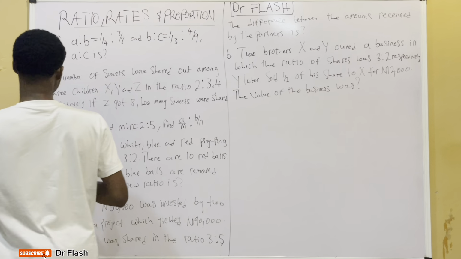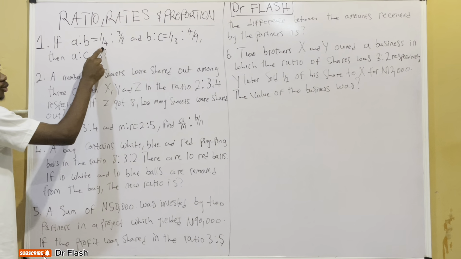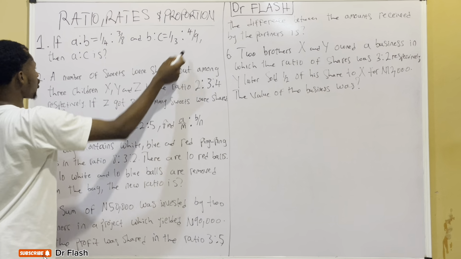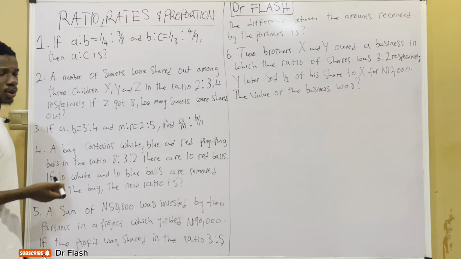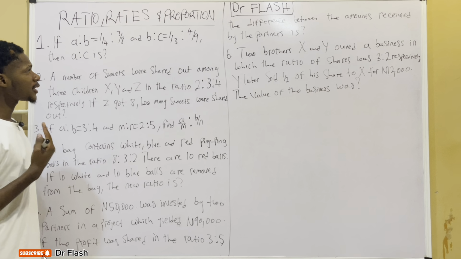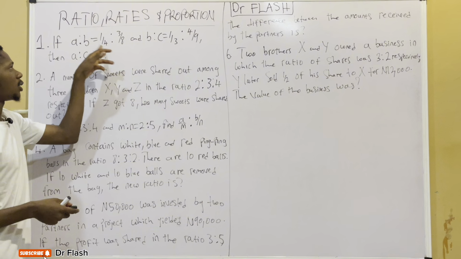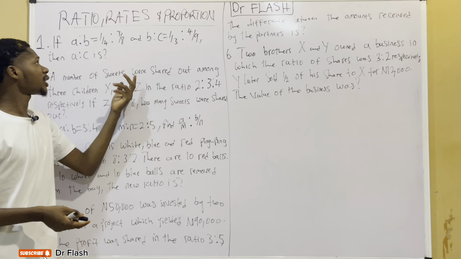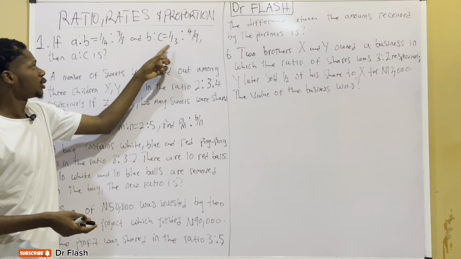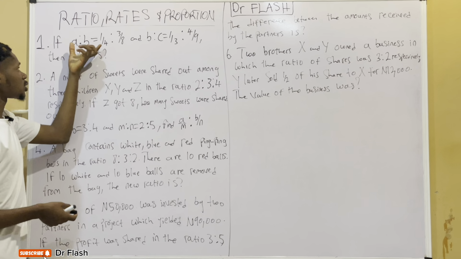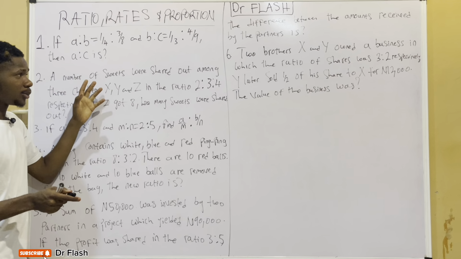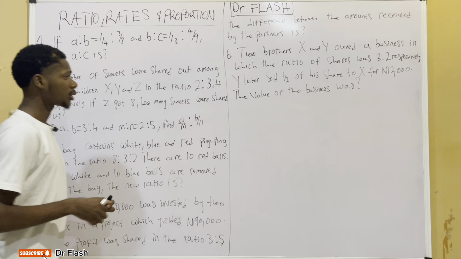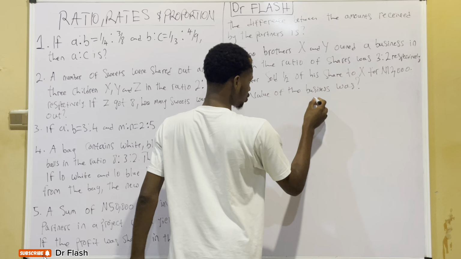Now, the first question here says, if A ratio B is 1/4 ratio 3/8 and B ratio C is 1/3 ratio 4/9, then A ratio C is what? Now, I know looking at this problem, most persons will want to assume A to be 1/4, B is 3/8, and B as 1/3 here, C is 4/9. It doesn't really make any sense, simply because the values of B here will be different. So we have to simplify both sides before we can manipulate the expression to get A ratio C. So I'm going to start with a solution.